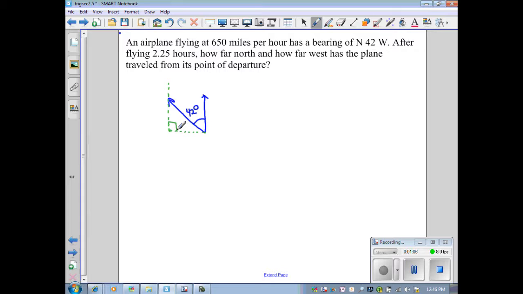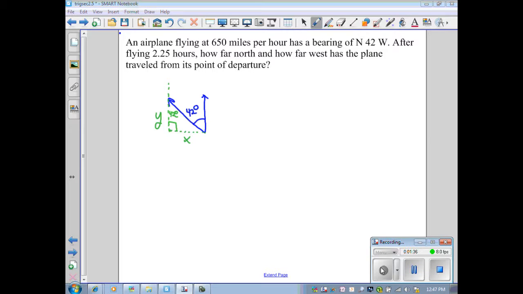Again, from the previous slides and previous sections, I know that when I have this north bearing and this north bearing, they are parallel. That generates two congruent alternate interior angles. So I know that this is also 42 degrees. From here, I need to find my distance west. I'll let that be x. And I also need to know my distance north. I'll let that be y.